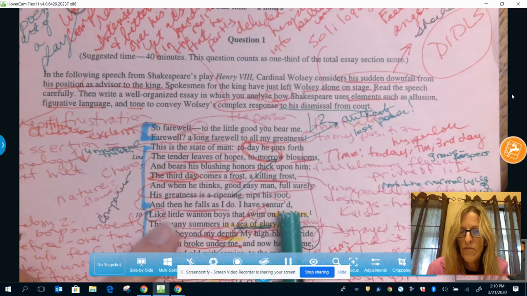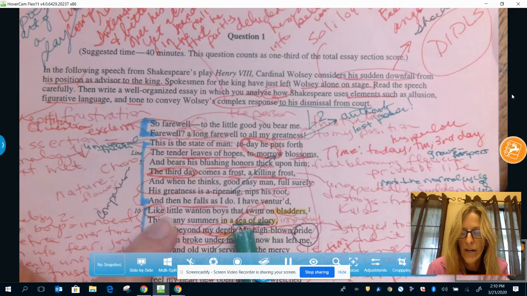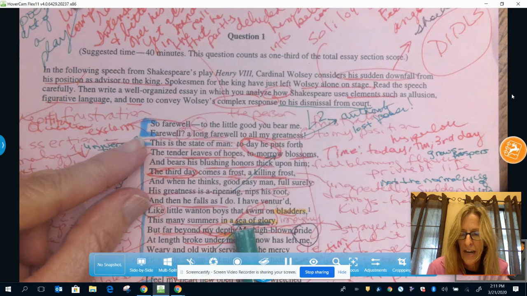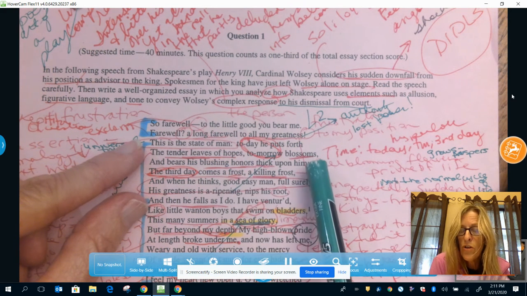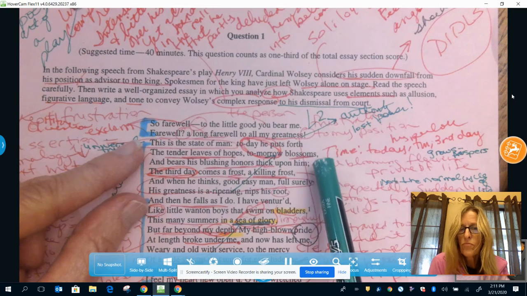Then he begins to move into the references to the swimming boys. So this is all grouped together. So what's the main idea there basically? Well, what he's talking about and what he's using is an analogy, that's his technique or strategy, to a plant or a bush or flowers.